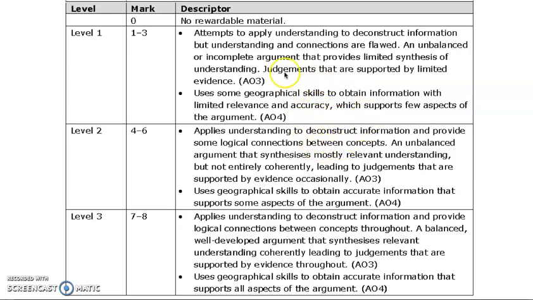Level 2 is where we're starting to get more detailed answers. We've got some of the key points in there, but maybe not in their entirety.